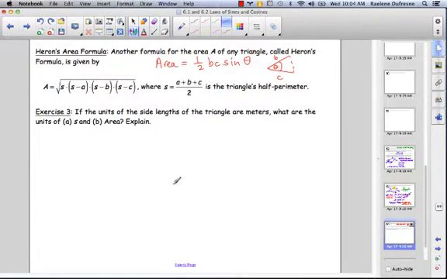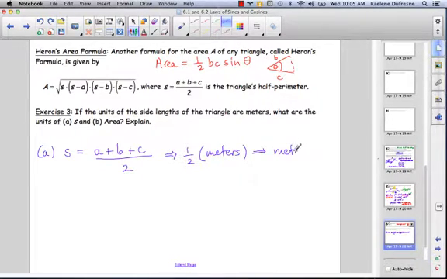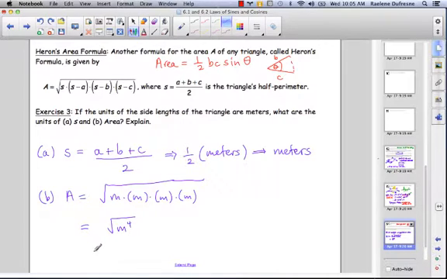So using this formula, or just discussing it, in exercise 3, if the units of the side lengths of the triangle are in meters, what are the units of S, the half perimeter? We know that each of these is measured in meters, and 1/2 isn't going to change. So 1/2 of something measured in meters will give units of meters. And when we're looking at the area formula, we're going to get something measured in meters times something measured in meters times something measured in meters times something measured in meters, which is going to give us the square root of something measured in meters to the exponent 4, which is meters squared. Now area doesn't equal this. I'm going to use an arrow to represent that area implies these units.